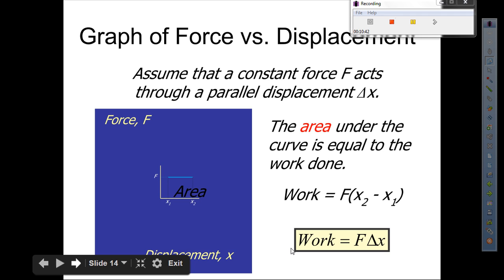If you're looking at a graph of force and displacement, the area under the curve, even though this isn't a curve, we're going to use that term generically, the area under the curve is going to tell you how much work is done, because if you look at it, the force is constant. The change in displacement is x2 minus x1, so if this were 15 meters and this would 5 meters, you would say I displaced it 10 meters. So the work done is equal to F times delta x, the change in the position.